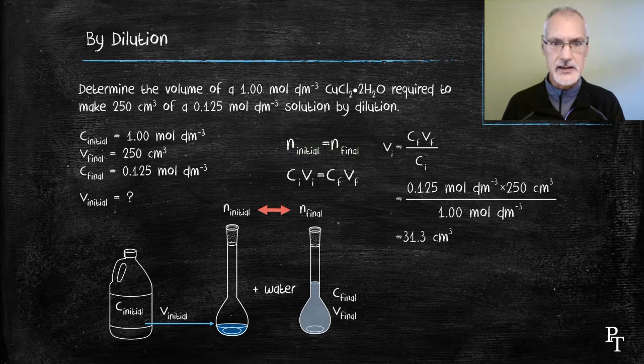Rearranging this then to get the initial volume all by itself, and substituting and solving. The moles per decimeter cubed will cancel in this case, leaving me with centimeters cubed as my final answer. So in this particular case, it wasn't necessary to convert the volume. You could have, and here's what the answers would have been had you done that.